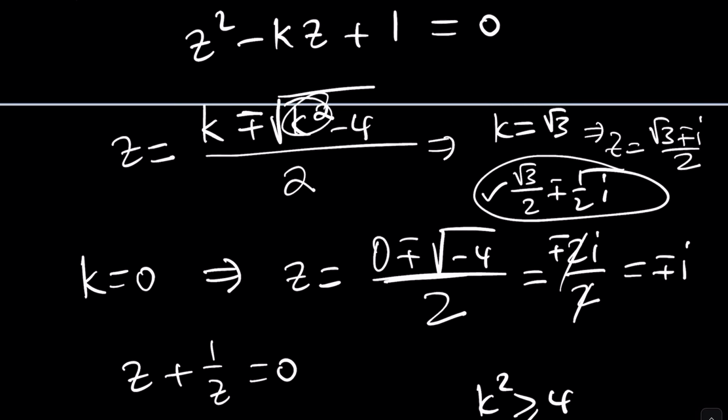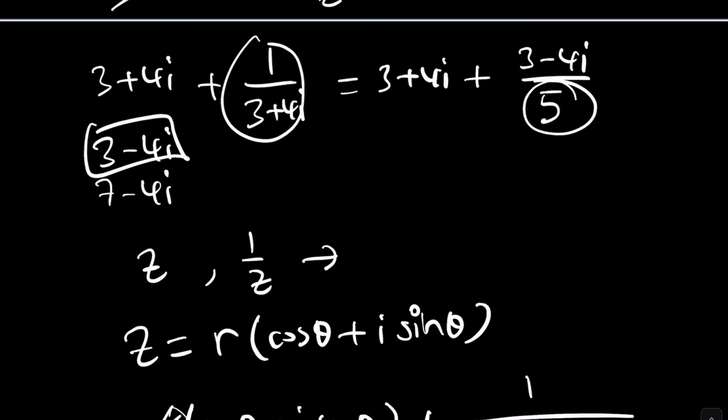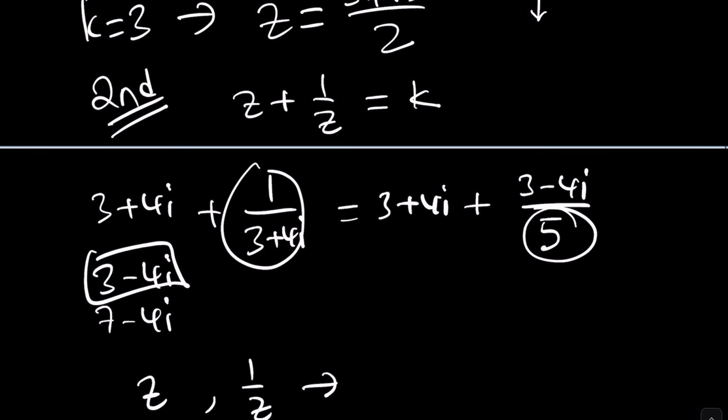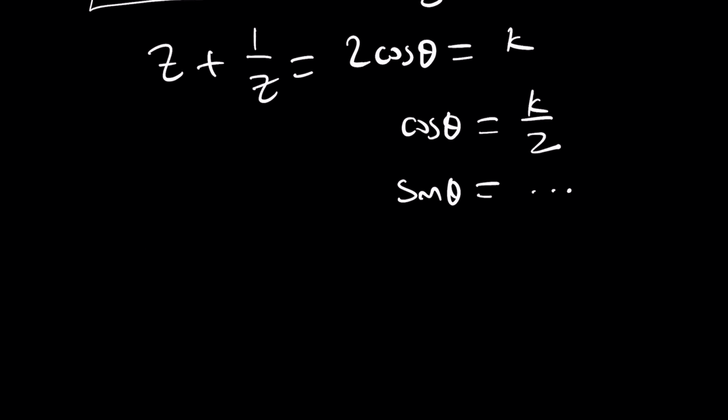Hopefully. Okay, but how do we find the fact that from here, z and 1 over z have to be complex conjugates? Hopefully from here, using these facts, you can arrive at the same solution. And let me know what you think, because this brings us to the end of this video.